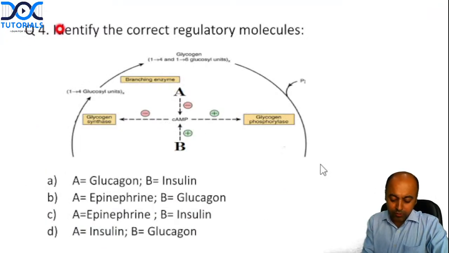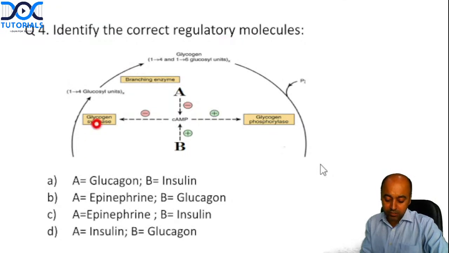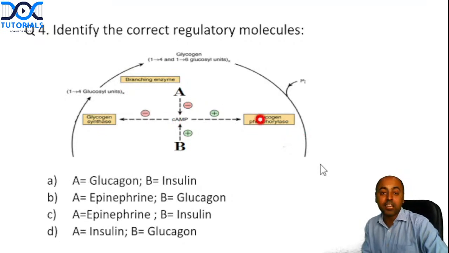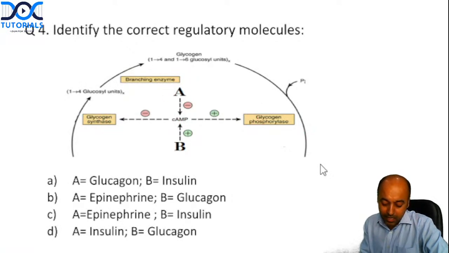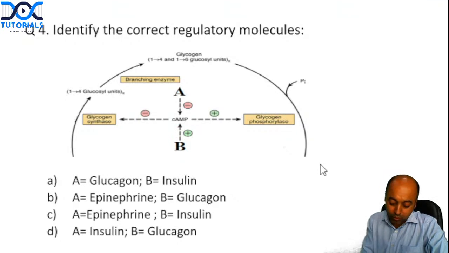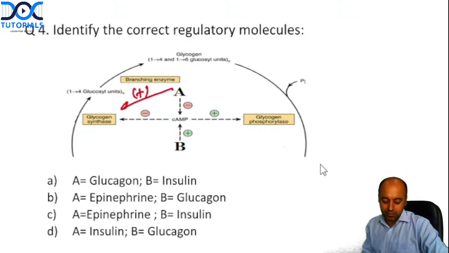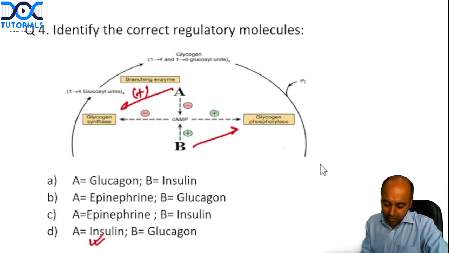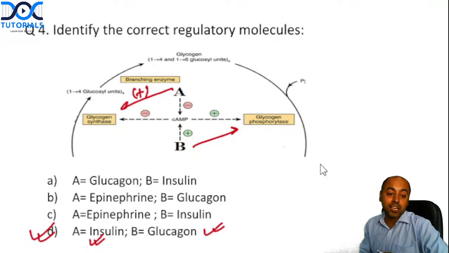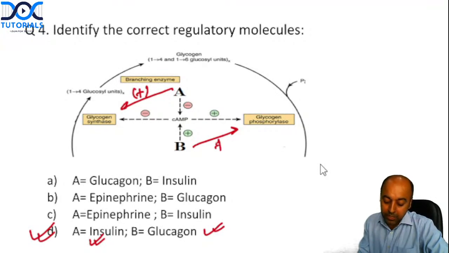Okay, moving on to question number 4, identify the correct regulatory molecule. As you can see, this is the pathway of glycogen metabolism, glycogen synthesis and glycogen breakdown. Cyclic AMP is the main regulator which affects both glycogen synthase and glycogen phosphorylase. So you can see here A is activating glycogen synthase and B is activating glycogen phosphorylase. You know that increase in glycogen synthesis is done by insulin, so A must be insulin, and increase in glycogen breakdown is done by glucagon, so B must be glucagon. So in this case, the answer is insulin is A and glucagon is B.